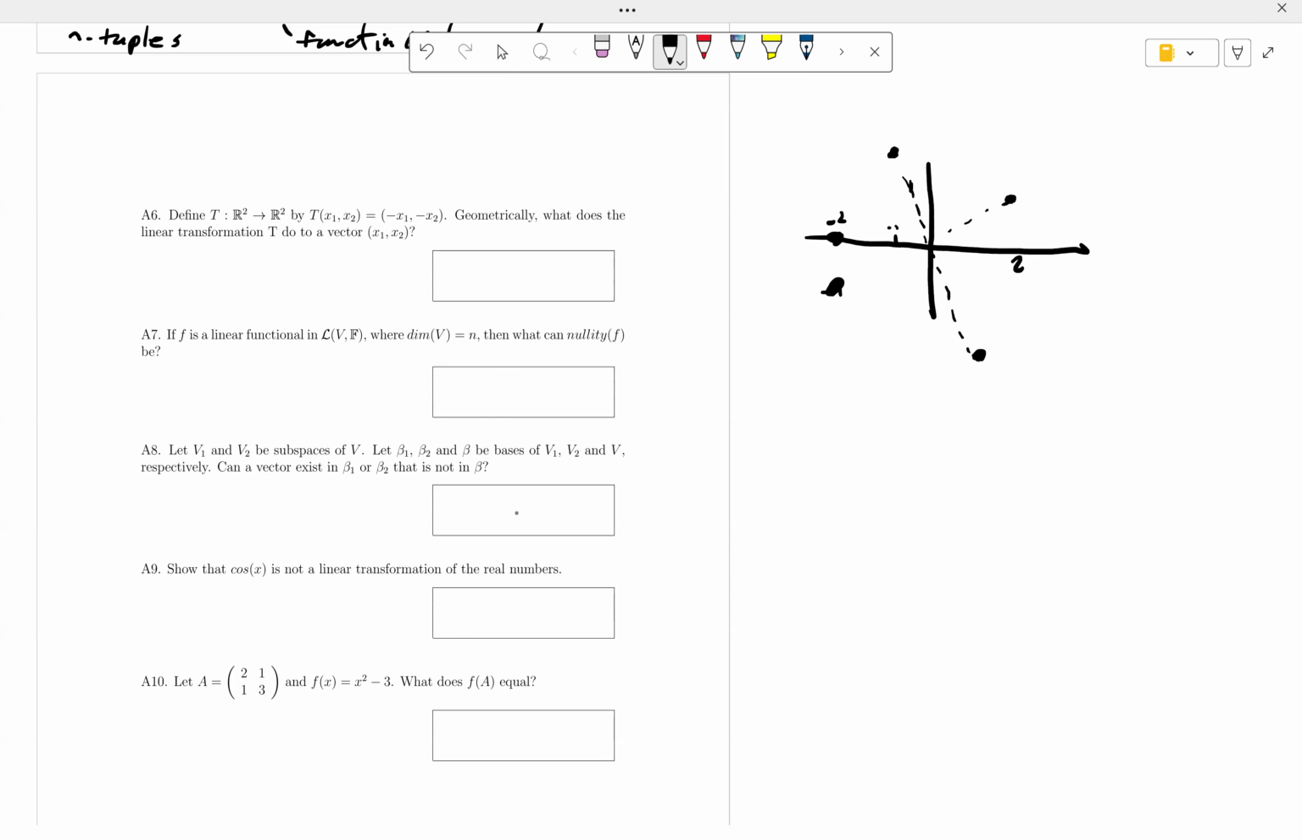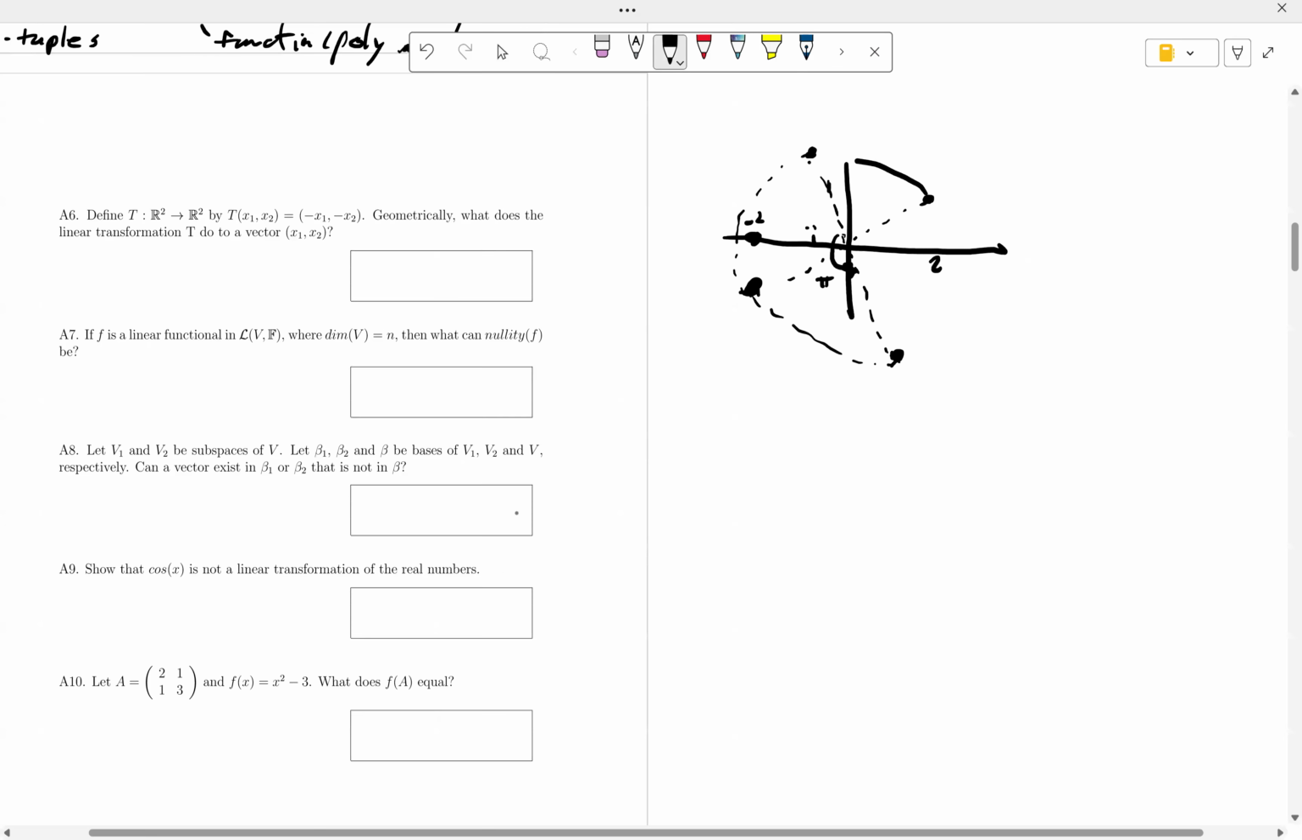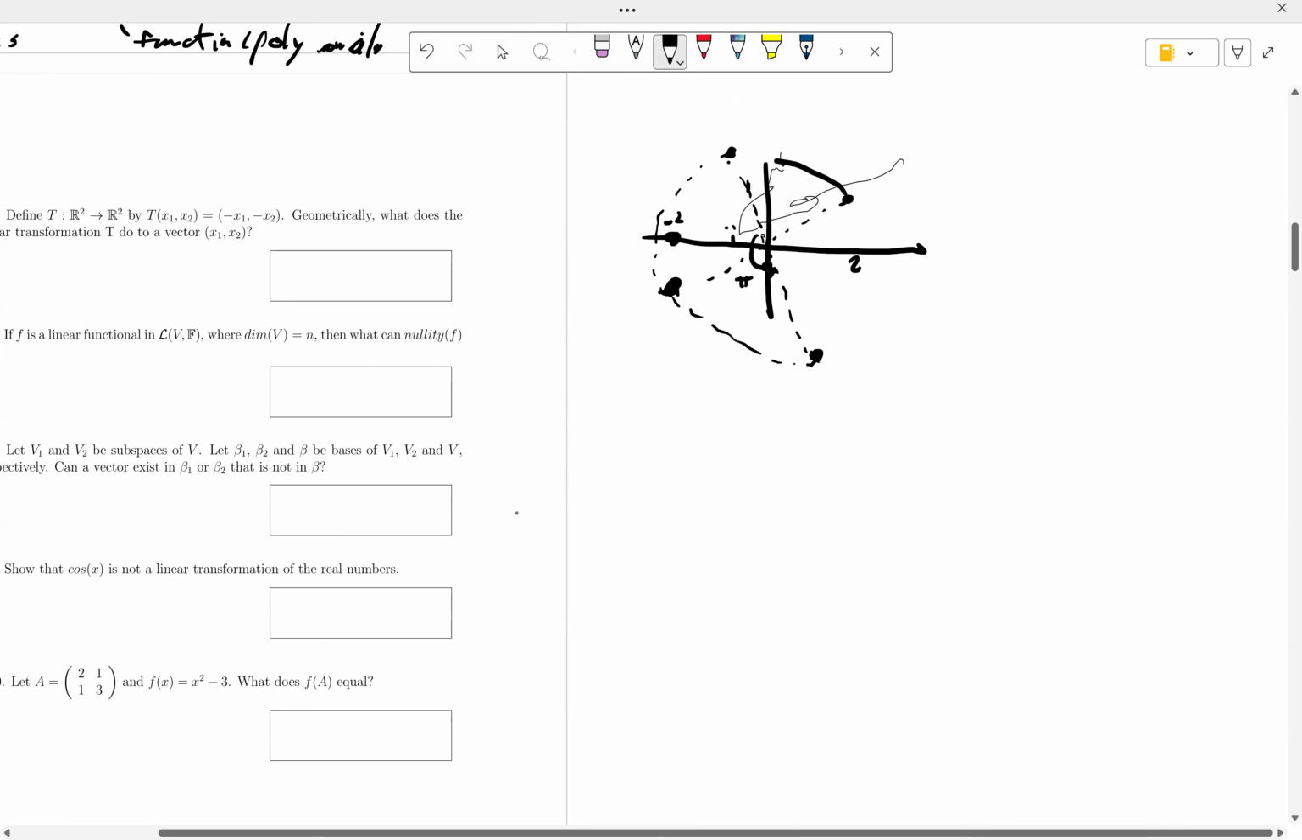All of these seem to go through the origin in some way. They seem to reflect through the origin. But geometrically, we don't reflect through the origin. There's another thing we're doing. I can rotate this vector around by pi radians. What's my angle here? My angle is pi radians.